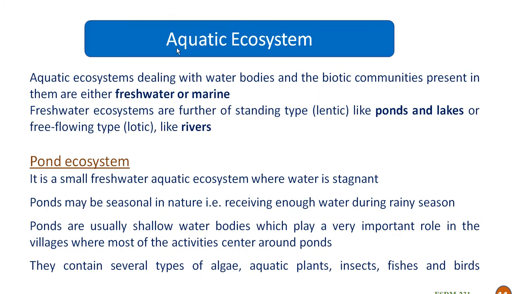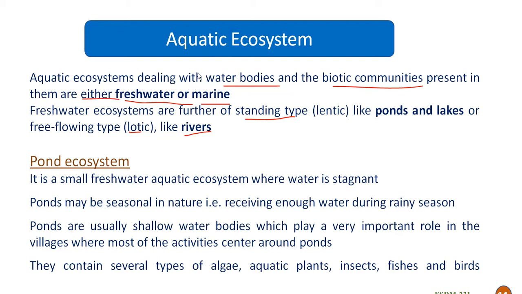Next one is the aquatic ecosystem. The aquatic ecosystem deals with water bodies and the biotic communities present in them, either freshwater or marine water. So aquatic ecosystems are of two types: freshwater ecosystem and marine water ecosystem. The freshwater ecosystem is further of two types: standing water, called lentic, like ponds and lakes, and free-flowing water, called lotic. Examples are rivers and streams.